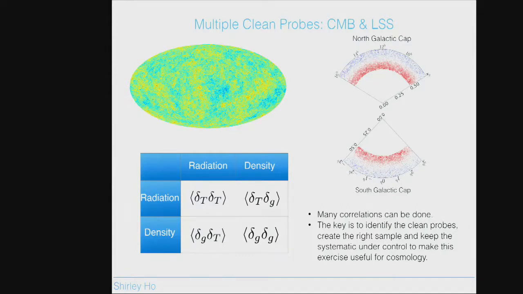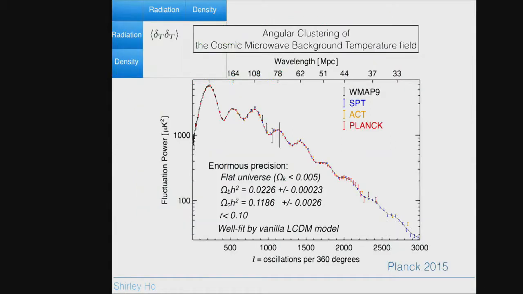Okay, so the key is to identify clean probes and create the right sample and keep the systematics under control to make all this exercise useful for cosmology. Okay, so this is the angular clustering. You've seen it many times. I hope at this point you know this is a temperature field angular power spectrum, with the fluctuation power on the y-axis and L on the x-axis, which is oscillations per 360 degrees.